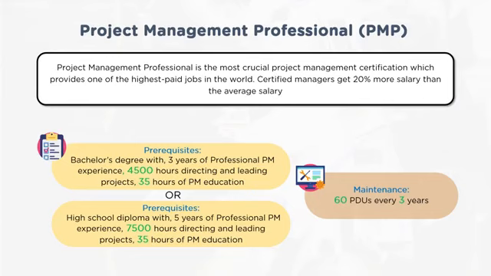That experience has to be filled in while filling the application. If a person is a bachelor degree holder, along with that they need 35 contact hours of PM education. Now the prerequisites for the one who is not a graduate, who may be high school or diploma, is 7,500 hours of directing and leading projects, and 35 hours of PM education. So those are the prerequisites before one will go and appear for the examination.